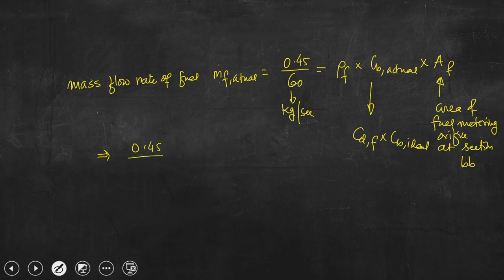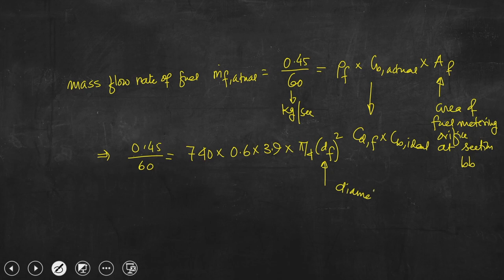So, from this expression let me write. 0.45 divided by 60 equal to rho f, which is given as 740 kg per meter cube, into 0.6 into 3.9 into pi by 4 into d f square. So, this d f is the diameter of the nozzle, the diameter of the fuel orifice. So, this is again straightforward. If we calculate, d f is coming 2.35 millimeter. So, this is the last answer.